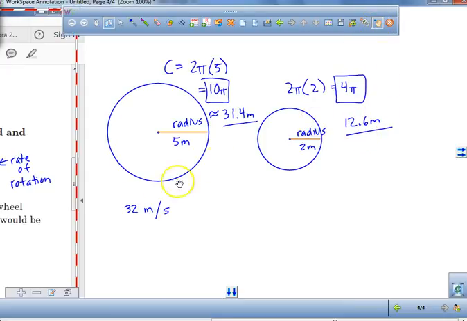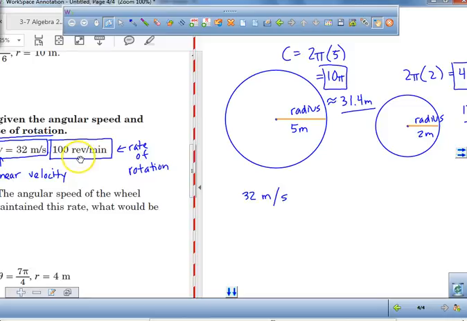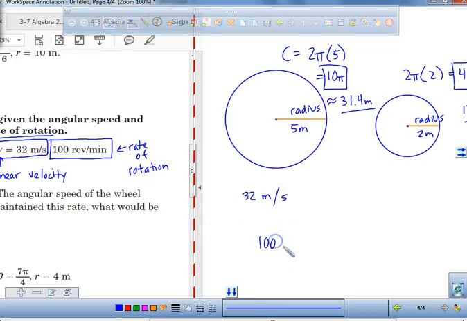But they already gave us the what? They already gave us the rate of rotation. So we need to use this information. So here we go. Take the rate of rotation, which is what? 100 revolutions in 1 minute. So 100 revolutions in a minute. That matters. We have to convert this to seconds.